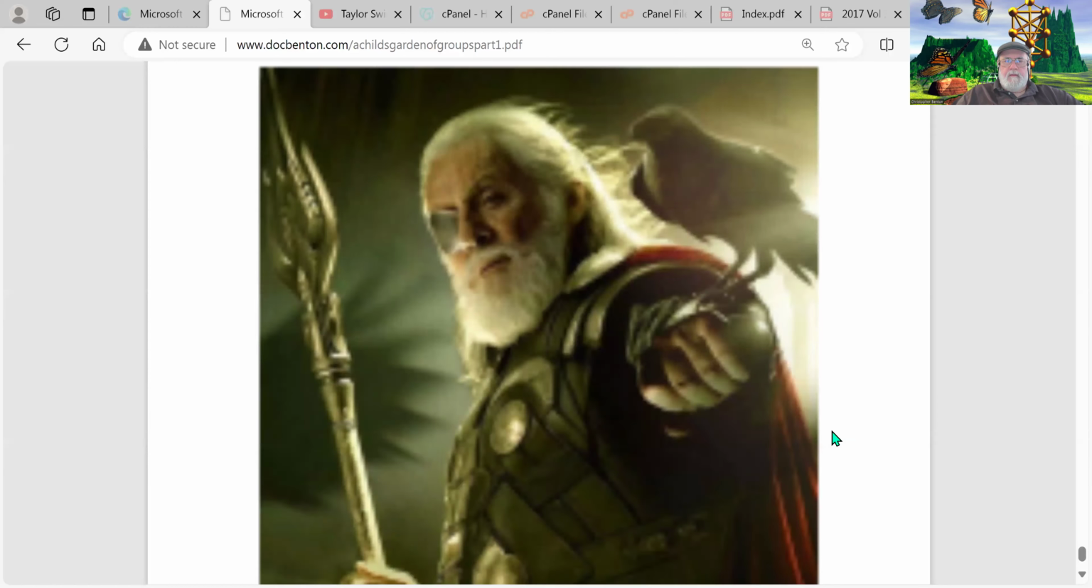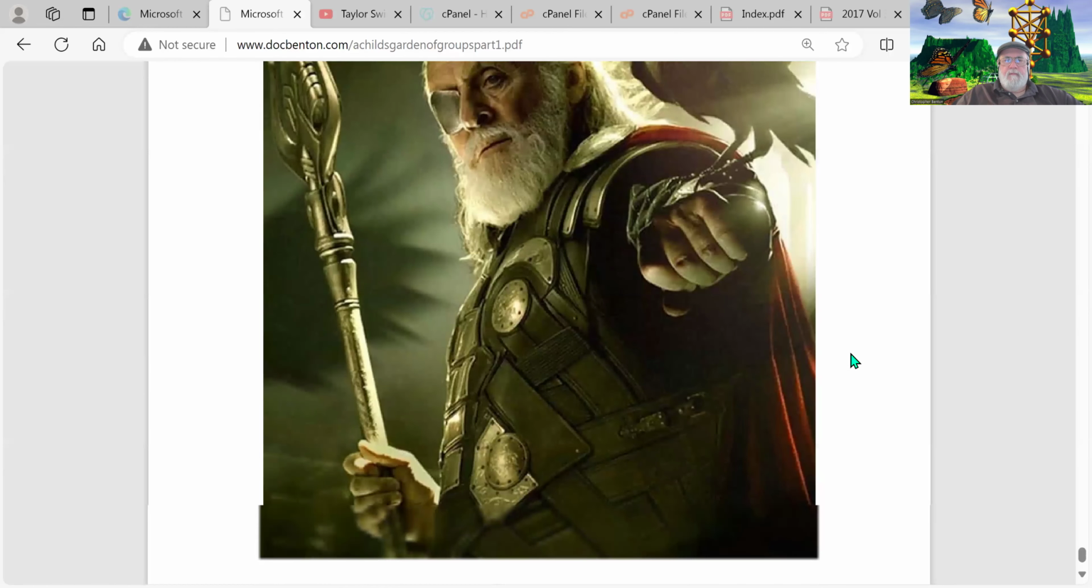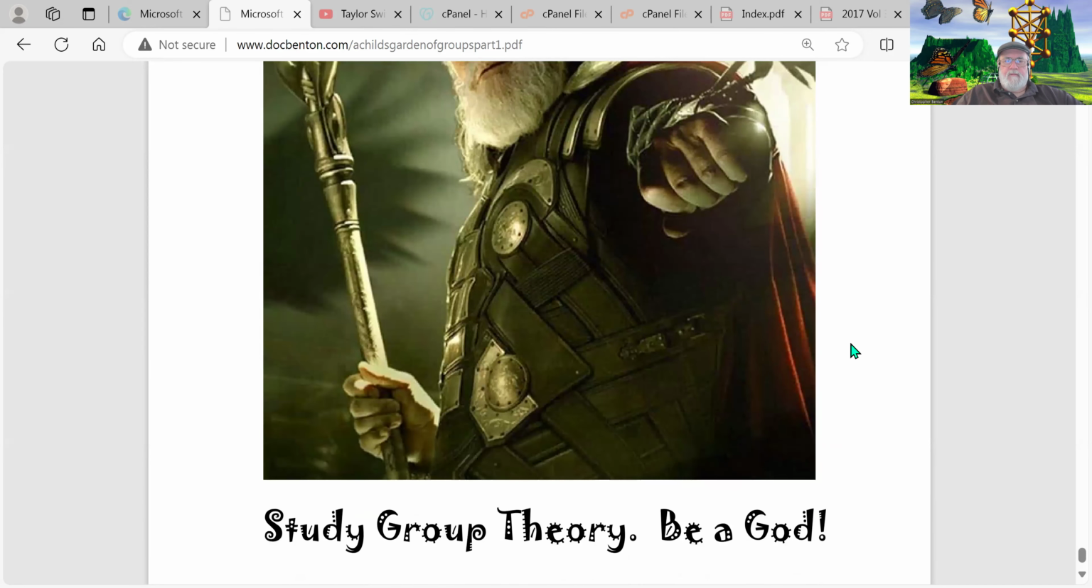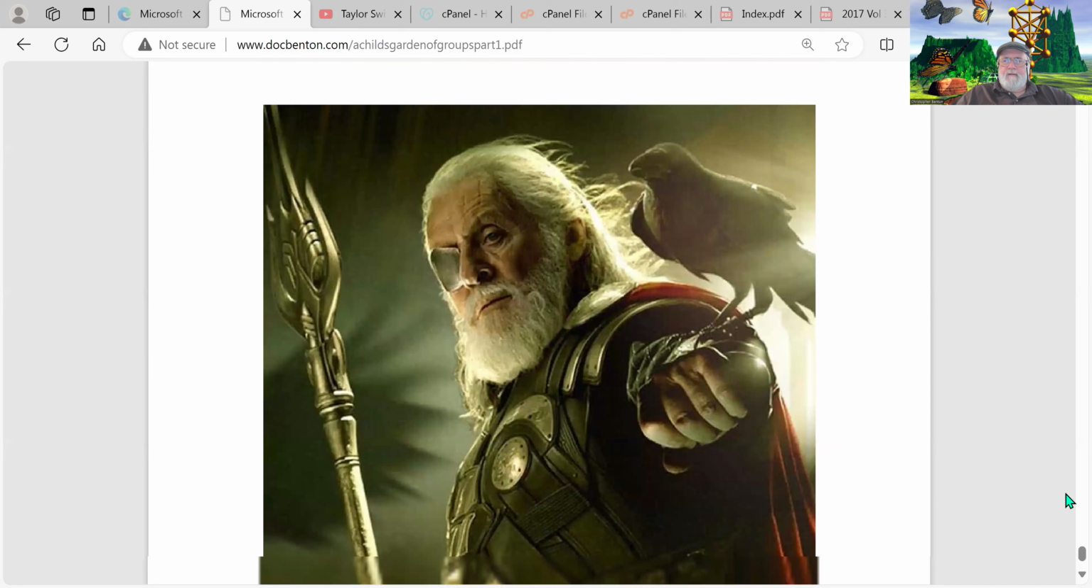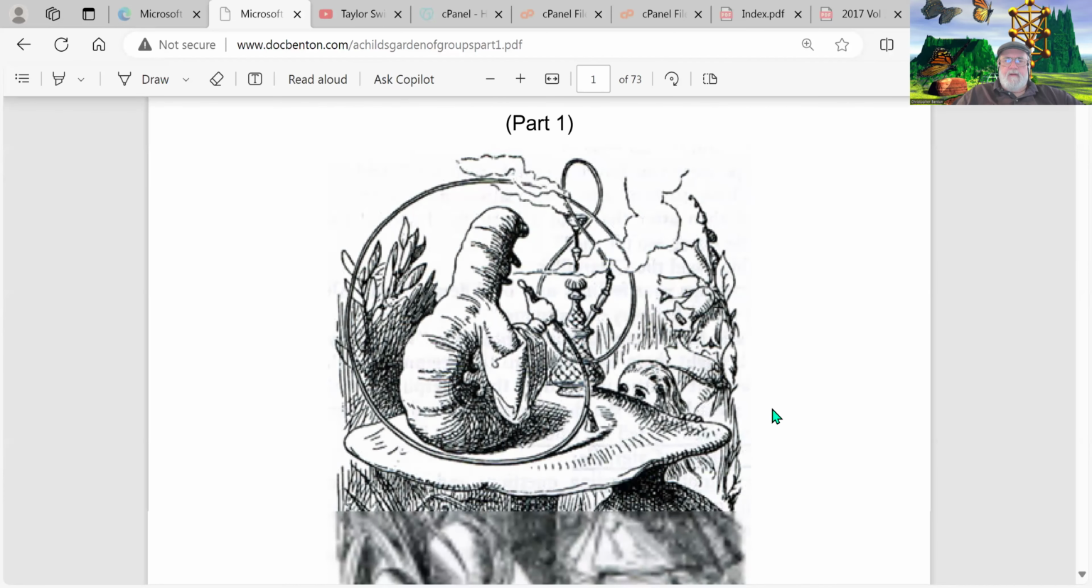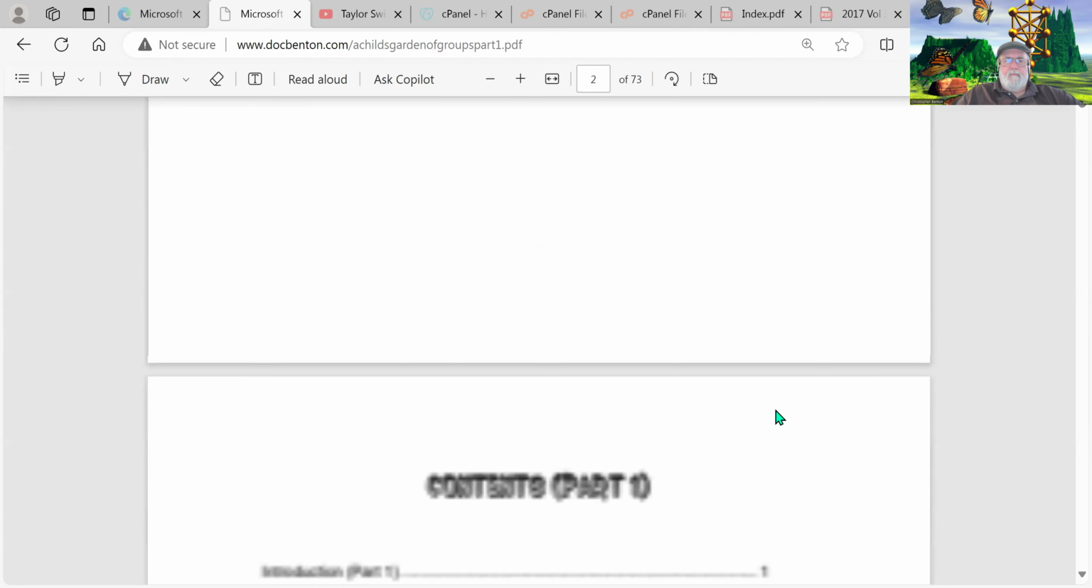Oops. There we go. It takes a while for technology to catch up with what I'm doing. So, study group theory, be a god. And there we have Odin with one of his ravens. Okay. This is sort of the picture at the beginning of each of these modules.